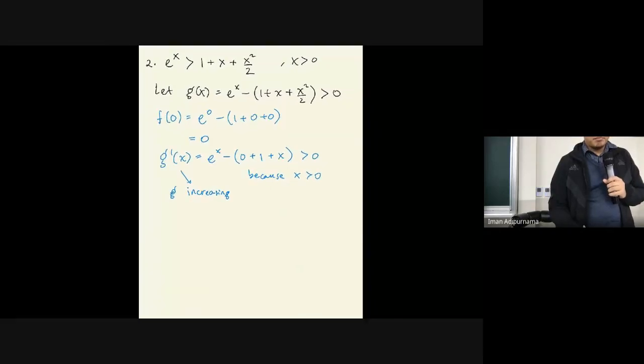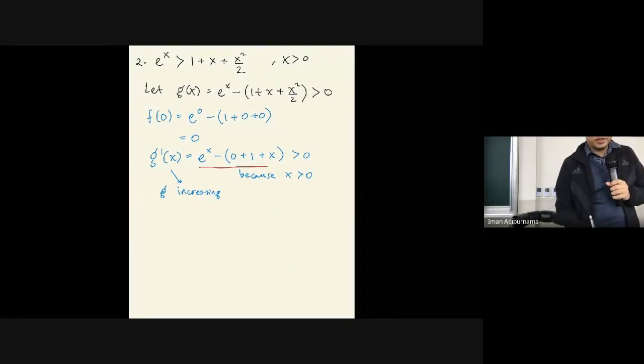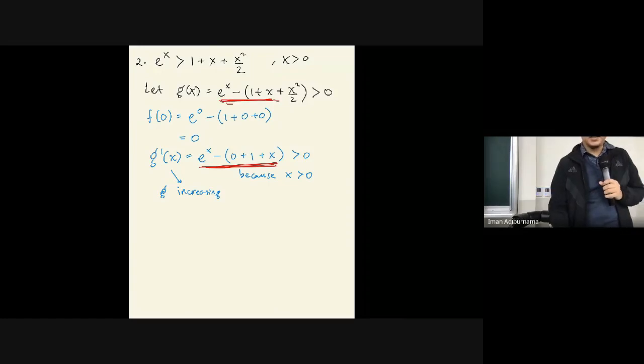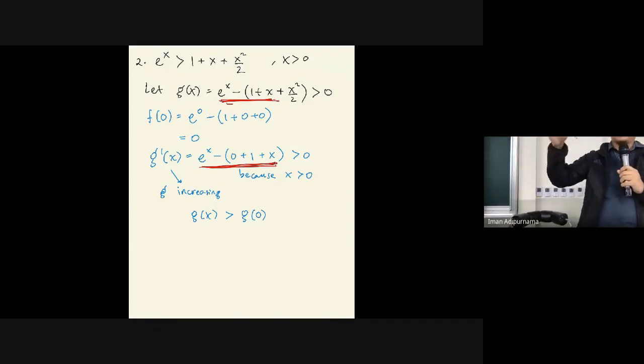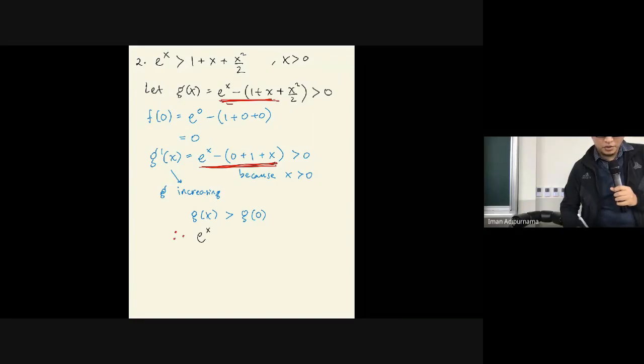And then because the whole part of this g prime is also the same as this one, the first original function, we can also say that g(x) is greater than g(0). Or if you remember, f(b) greater than f(a). So you can say that, bringing back the original statement, this is always true.